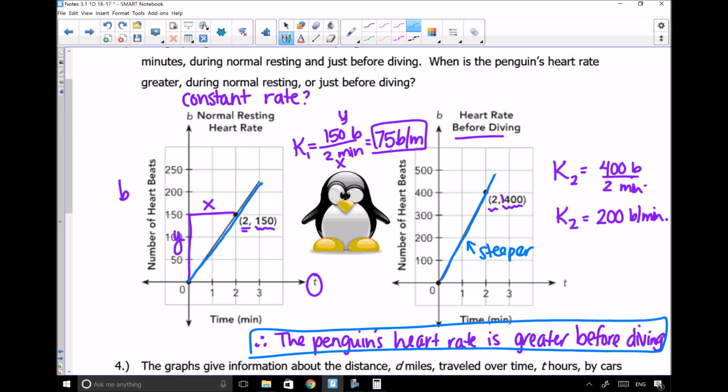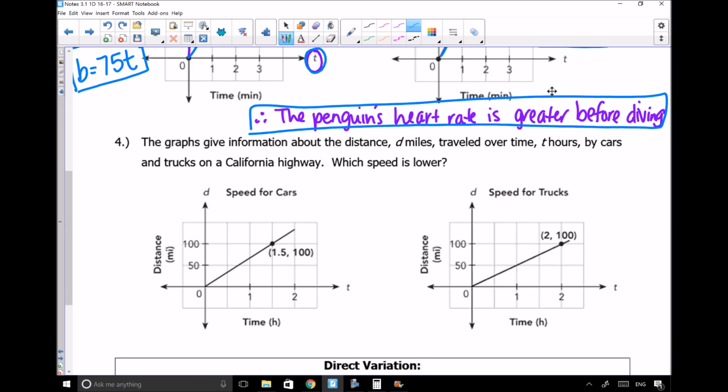So this is saying that the penguin's heart is beating 75 beats per minute. So I can say the number of beats is equal to 75 per minute. Right here, T stands for minutes and B stands for heartbeats. And this one is beating 200 beats per minute, so I can say B equals 200T. For question number 4, we will talk about this next time I see you in class, so you don't have to worry about filling out number 4. We'll do that together.